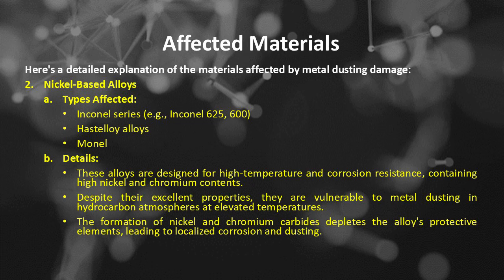Number 2 of the materials affected by metal dusting damage is nickel-based alloys. Types affected of nickel-based alloys include the Inconel series such as Inconel 625, 600, Hastelloy alloys, and Monel.